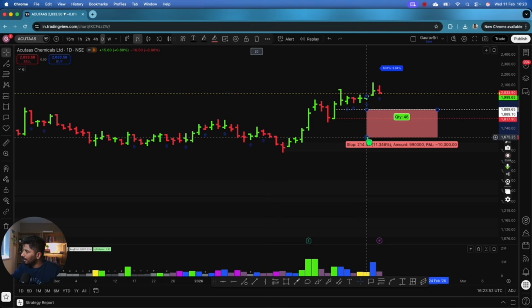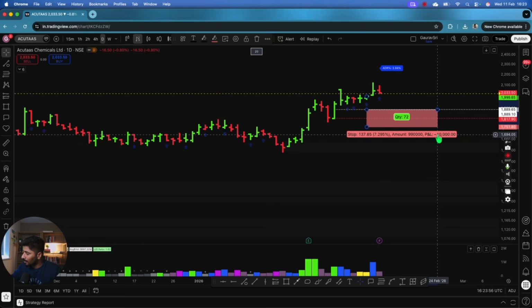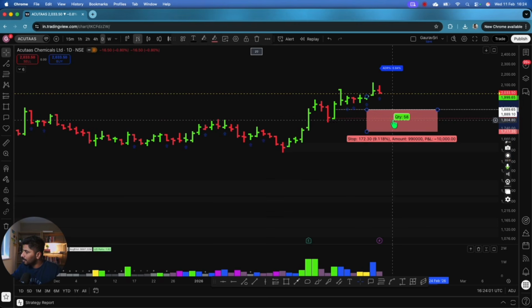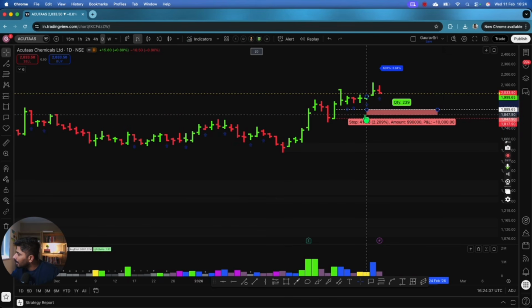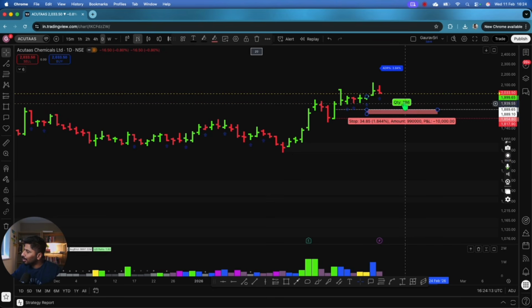So even if I increase or decrease, my overall portfolio risk will always be 10K. But if I am increasing my stop loss, my quantity is decreasing to maintain that 10,000 rupees of risk. And if I am tightening my stop loss from 3% to 2% or 1.8%, I can increase my quantity to 286.